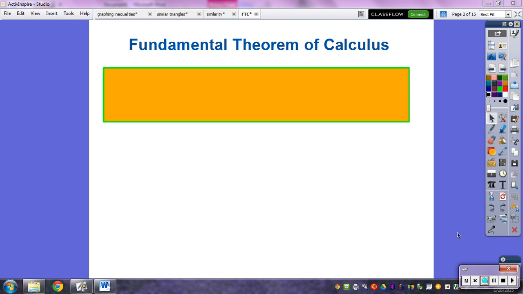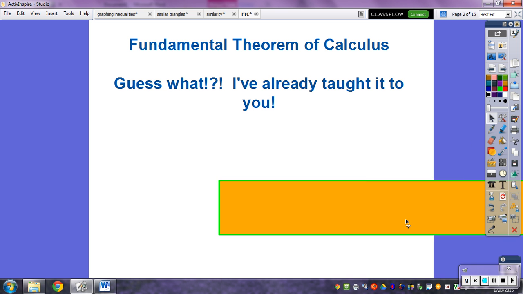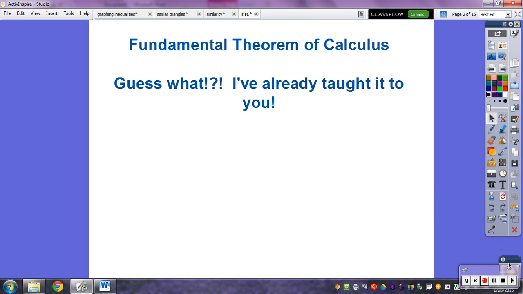And so, coincidentally, it happened at the same time that they made this discovery, and they both developed the fundamental theorem of calculus. The theorem comes in two parts. Part one refers to the relationship between derivatives and integrals, and part two delves into how to actually evaluate an integral algebraically. And so in class, guess what? I've already taught it to you. So without even knowing that's what you were learning, that's what you learned.